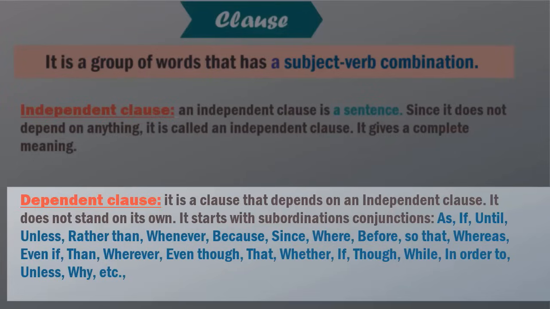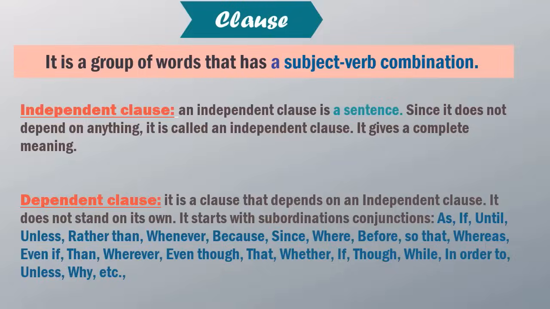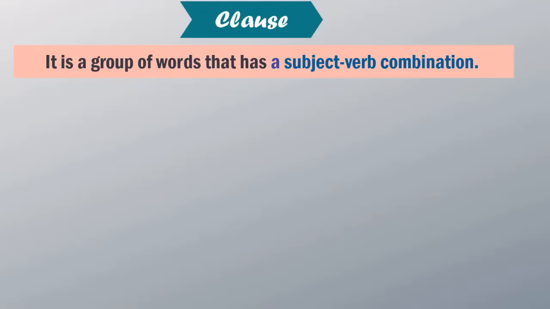A dependent clause is a clause that starts with a subordinating conjunction, right? All the conjunctions that you see on your screen, it starts with these conjunctions and does not give a complete idea. All right? It depends on something, and what it depends on is an independent clause. Let me show you some examples and make you understand.